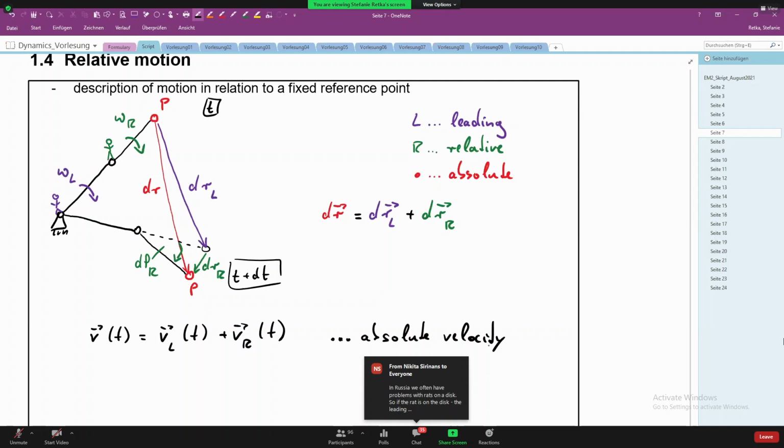And this is your relative motion, and you can describe this motion mathematically with the equations from the previous chapters. Now, if you do a vector addition of the variables that you derived, velocities, for example, of leading and relative motion, then you will find the absolute motion. And that's all you have to do.